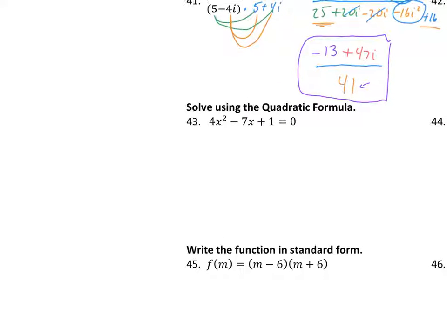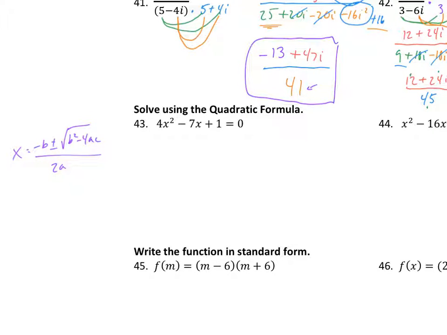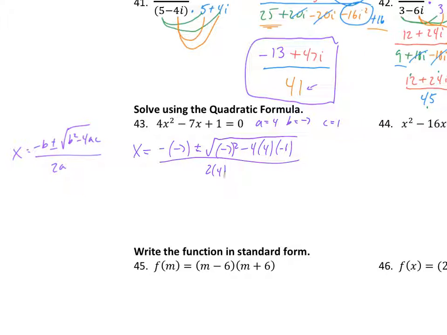So I'll use the quadratic formula. So let's remember what that is real quick. x equals negative b plus or minus square root b squared minus 4ac all over 2a. So I'm making sure that we have 0 first. A is 4, b is negative 7, and c is 1. So it's x equals negative times negative 7 plus or minus square root negative 7 squared minus 4 times 4 times negative 1, all over 2 times 4.